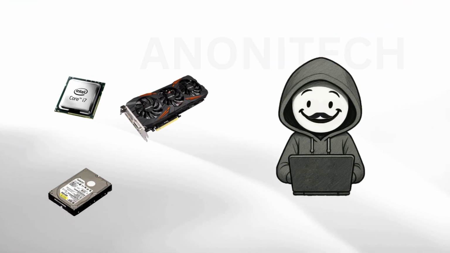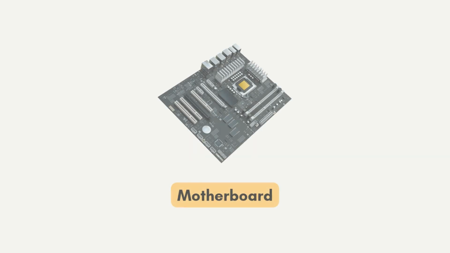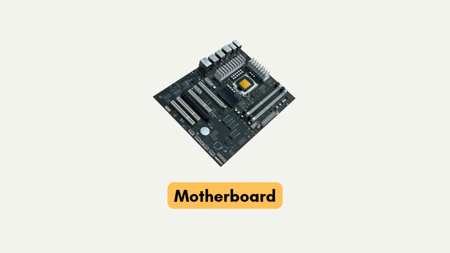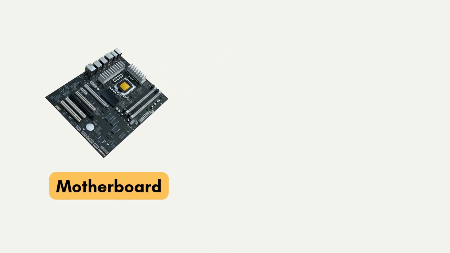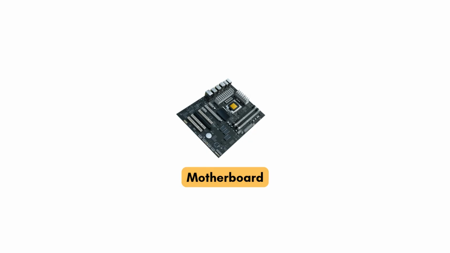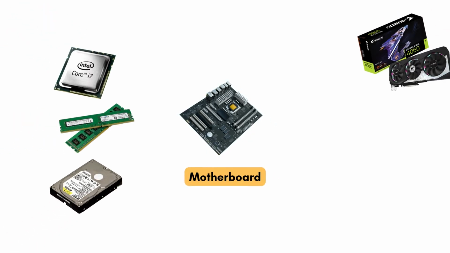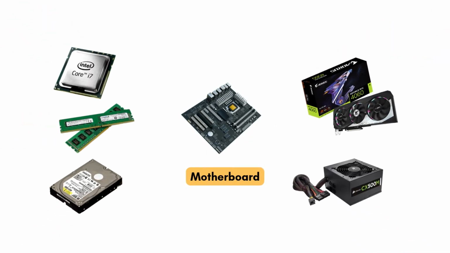Here's every main part of a computer explained simply. First, the motherboard. It's the large, flat board inside your PC filled with circuits, slots, and connectors. This is where every major component, the CPU, RAM, storage, graphics card, and power supply all come together.